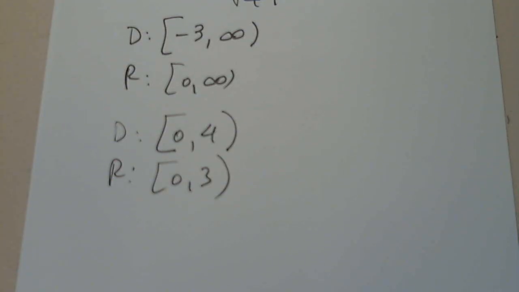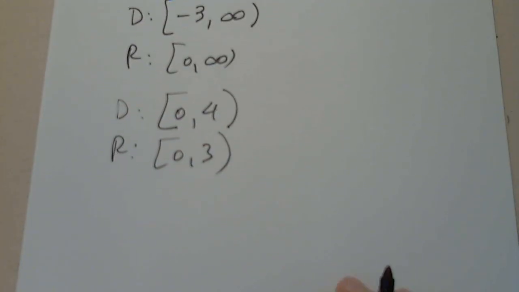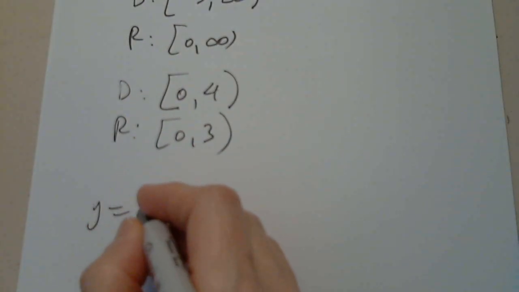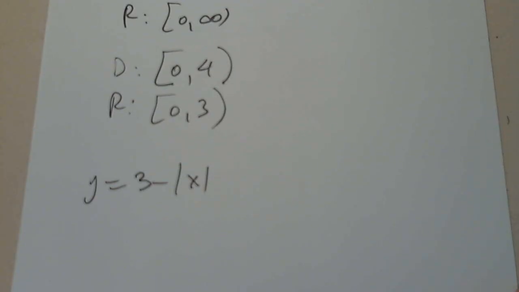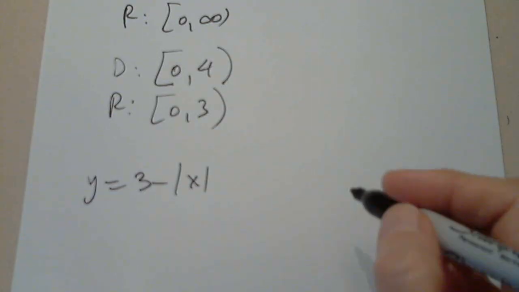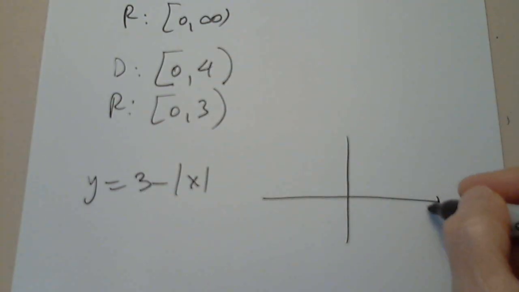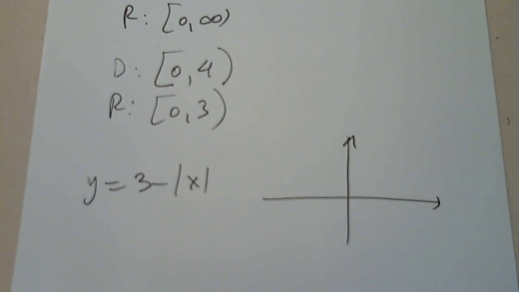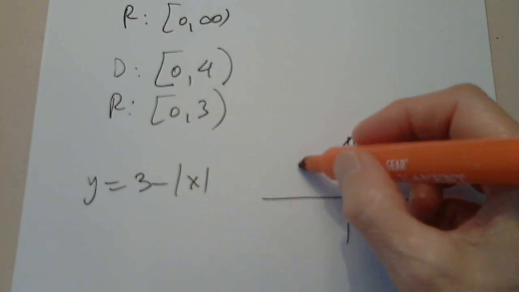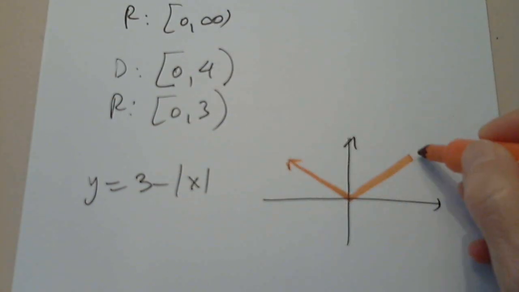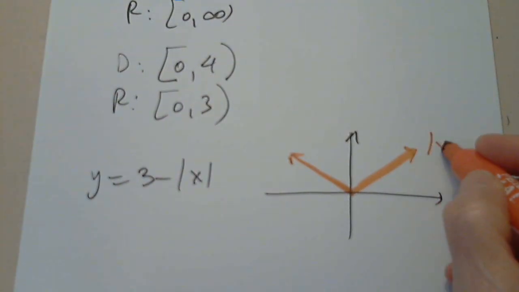So plot 3 minus the absolute value of x. So y equals 3 minus the absolute value of x. In order to graph this, we know a little bit of transformations, but if you remember the way we graph the absolute value of x, is this. That will be the best way. This is the absolute value of x.